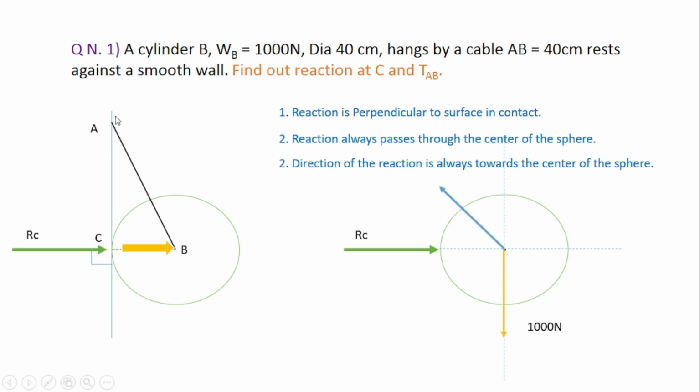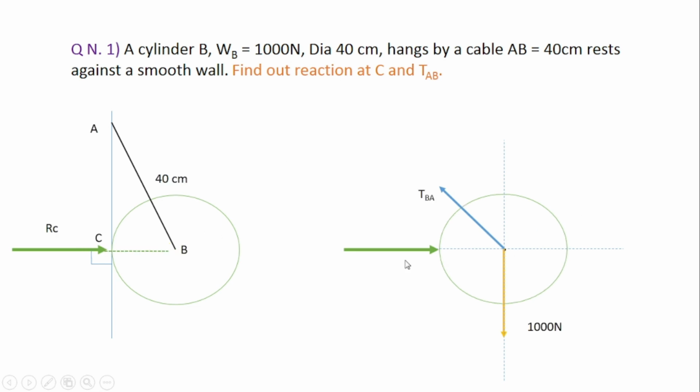Then there is a tension. When we cut this rope or cable AB, we can see a tension is visible in this cable. Now, opposite to the reaction, the tension force always acts away from the center. So this difference you should remember: the reaction force acts towards the center, the tension force acts away from the center. After finding the reactions for the FBD, we should find out the angle made by this tension AB with the horizontal.